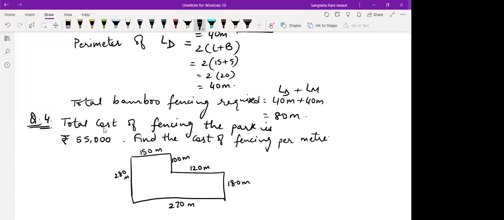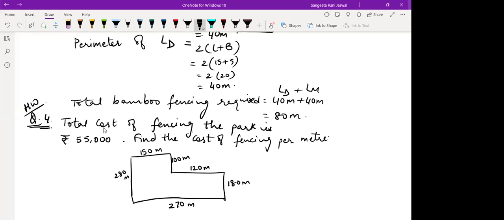Total cost of fencing the park is given to you, 55,000. Find the cost of fencing per meter. So when fencing is required, you have to find the perimeter. Will you do that? Take this question for homework. Have all noted down the question?